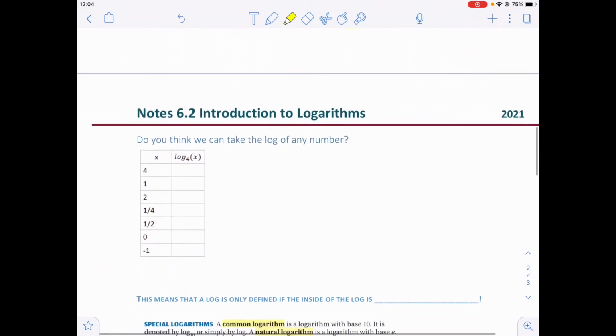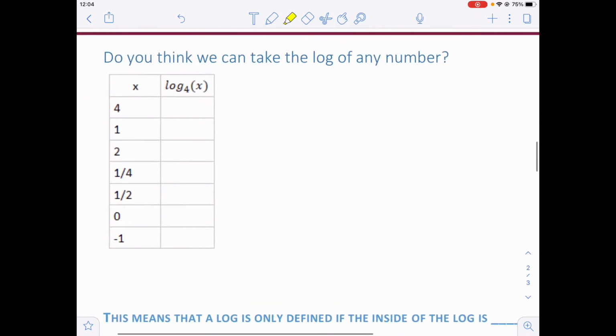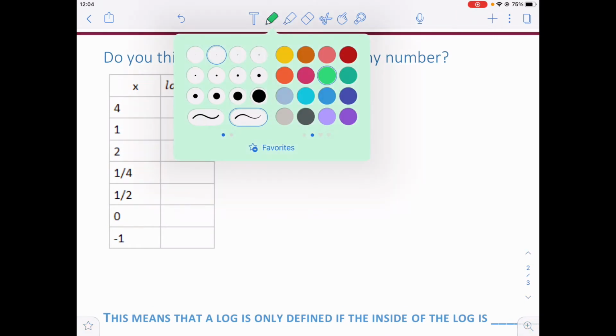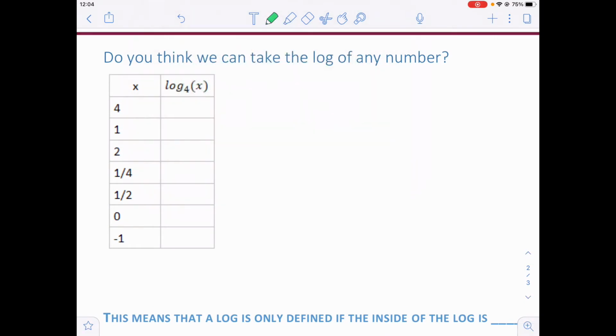Okay. So can we take the log of any number? Right? Can any number be on the inside? Well, let's try it. So here's our x, and we're going to take log base 4 of x. So this one would be log base 4 of 4. And so that means we want to know what power of 4 gives us 4. Hopefully it's pretty obvious that that's 1. 4 to the first is equal to 4.